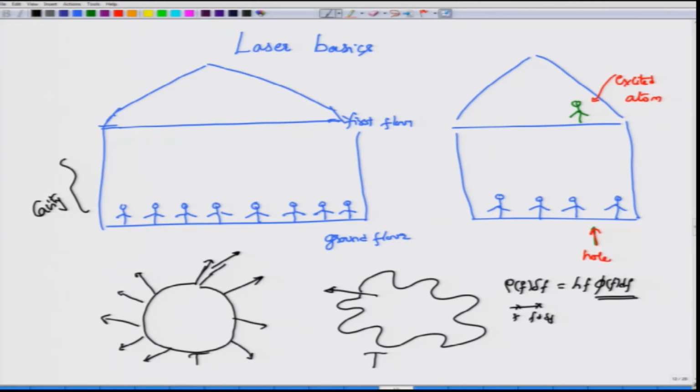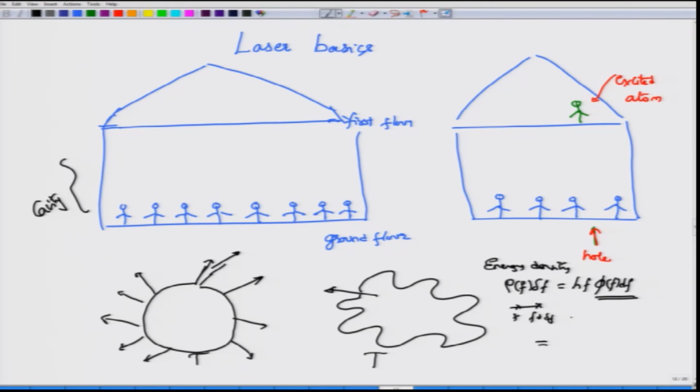So, phi f df is the photon density in the frequency range f to f plus delta f, and h f is the energy of the photons. The product of these two is the total energy density. This is the energy density that we are talking about, and this, as I told you, is completely a characteristic of the black body temperature itself.